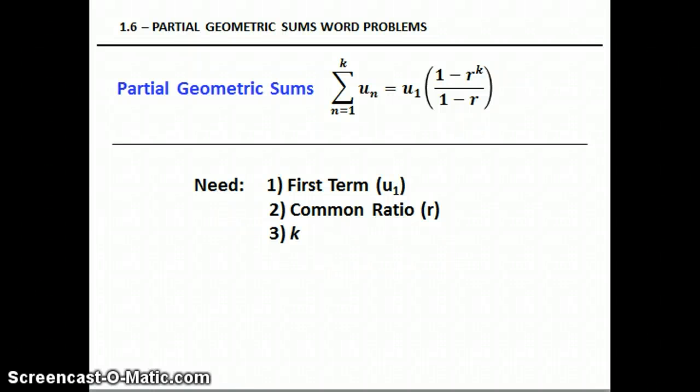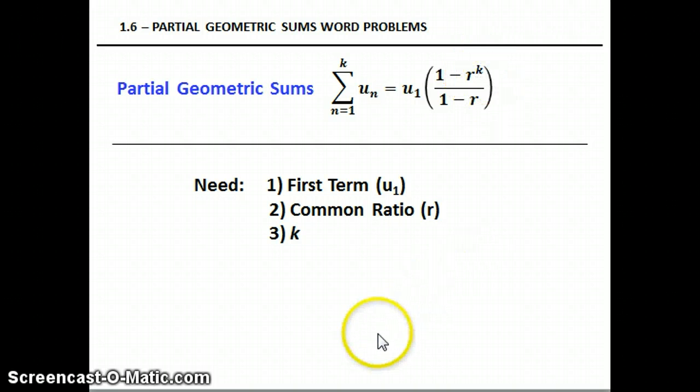Okay, this video is about the partial geometric sums. And here is the formula that we are going to use, where we know that our first term is u sub 1. We need that in order for this to work. We also need an r for this to work, which is our common ratio. And we need a k.